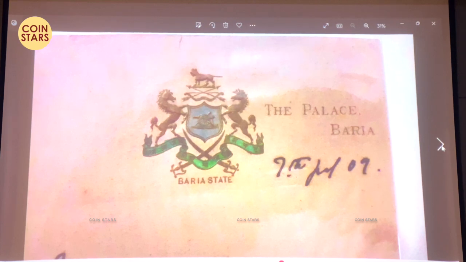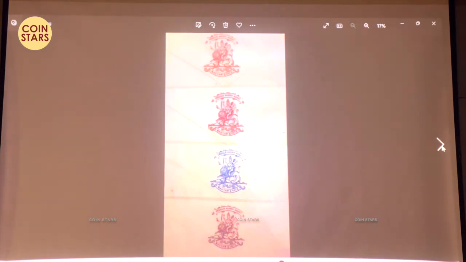Next, this is Bastar in today's Jharkhand, Chhattisgarh. Raja Bhansdev, now which is a Naxal infested area. All these colors are different. Mataji riding horse, riding lion.